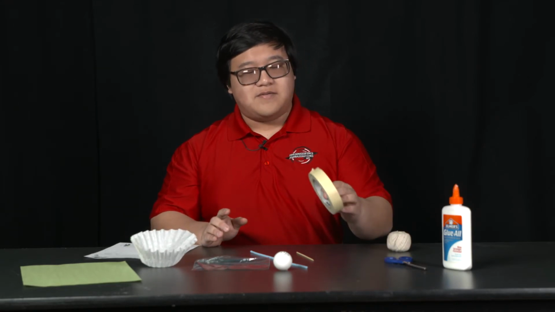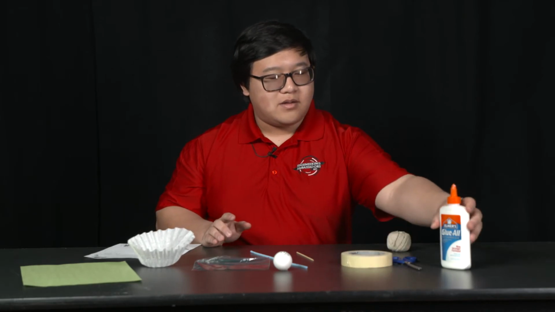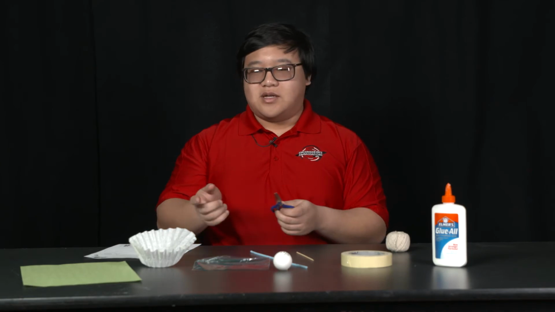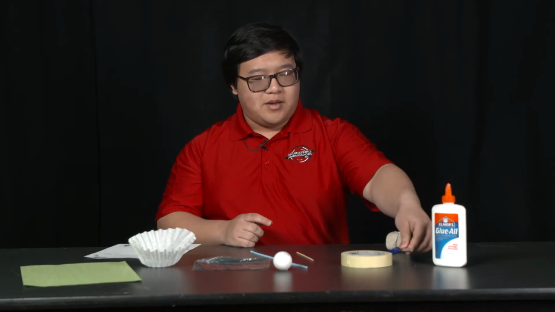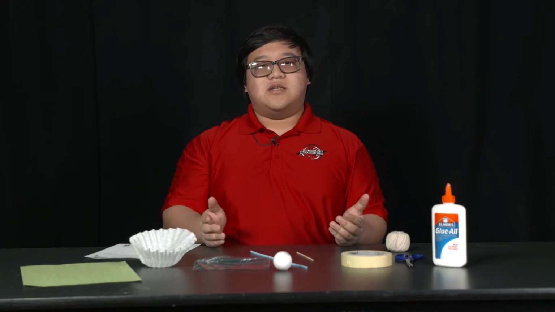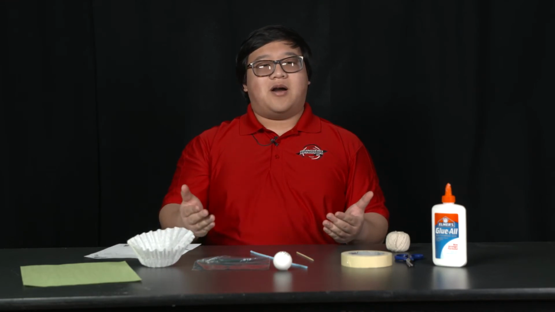And then finally, you'll need to be able to attach the string to the parachute. And so we have tape, glue, and then finally we have scissors in case you wanted to cut up the construction paper or cut the bamboo sticks.